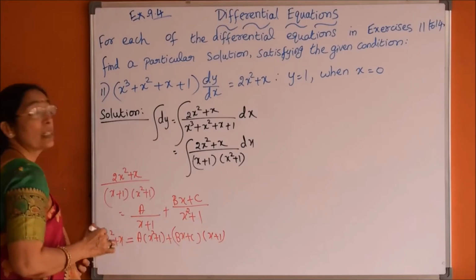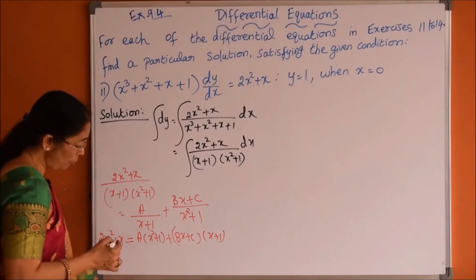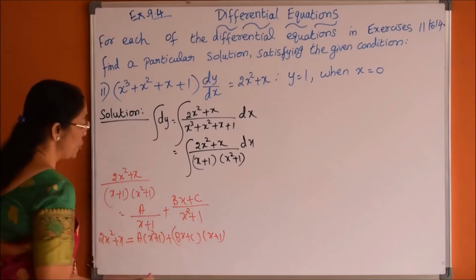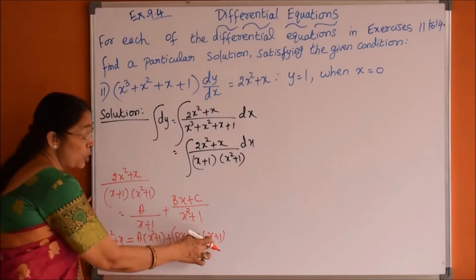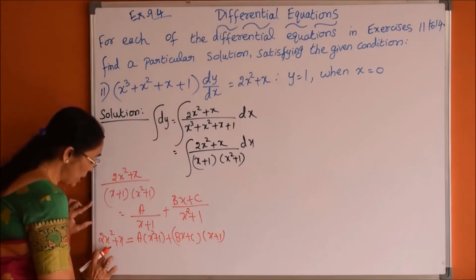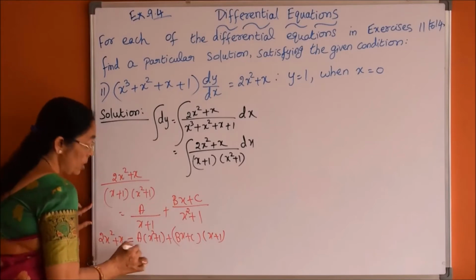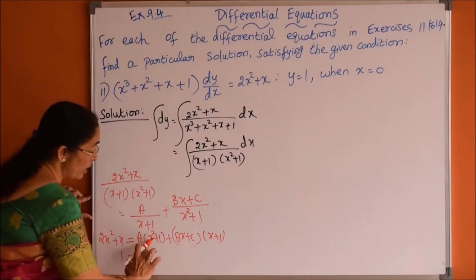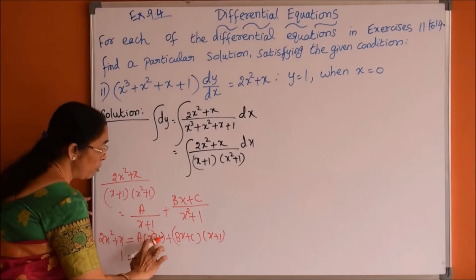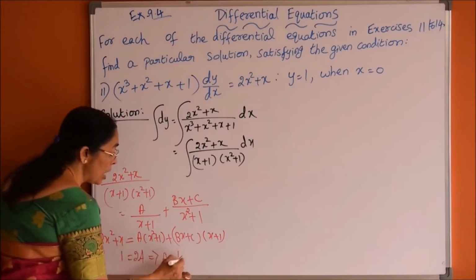So our aim is finding the values of a, b and c. To find them, we will go for substitution. By substituting x is equal to minus 1, the bx plus c term will become 0. Now substituting minus 1: minus 1 whole square is 1, 1 plus 1 is 2, so 2a. Which implies a value is half.